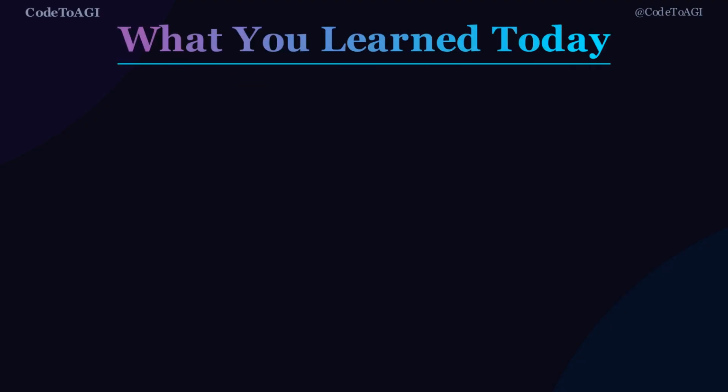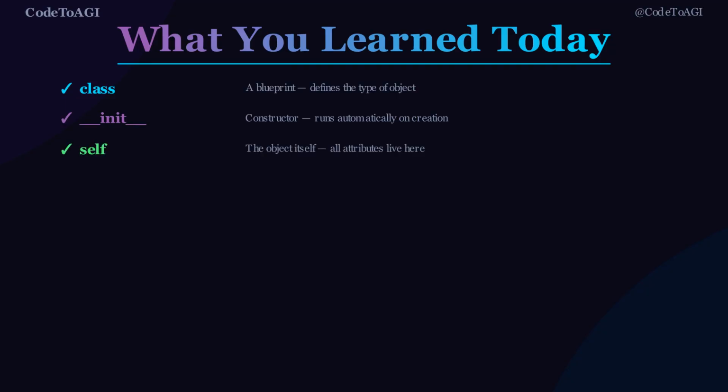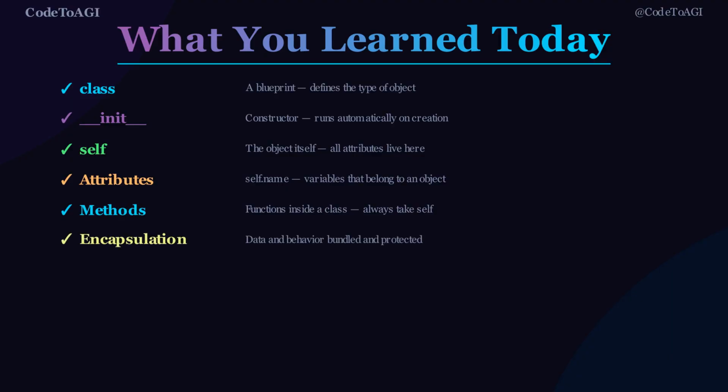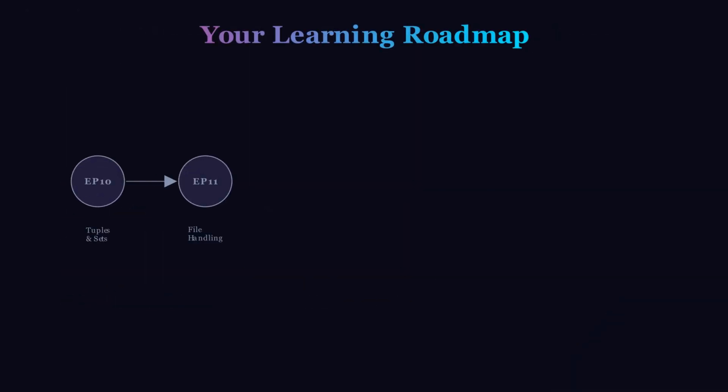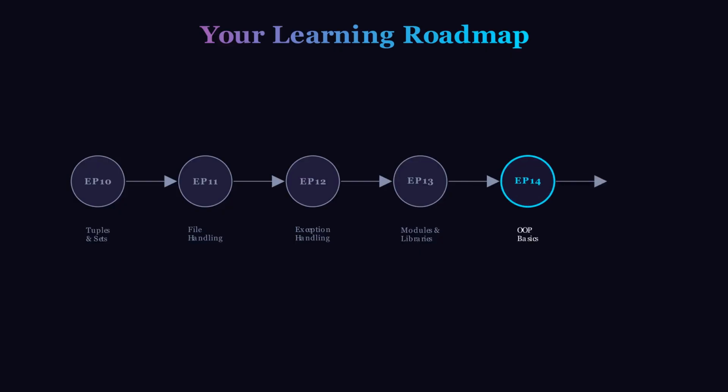Let us recap what you learned today. Class, a blueprint for creating objects. __init__, the constructor that runs when you create an object. Self refers to the object itself. Attributes, self.name, variables that belong to an object. Methods, functions that belong to a class. Encapsulation, data and behavior bundled together. Inheritance, one class extending another for free reuse.